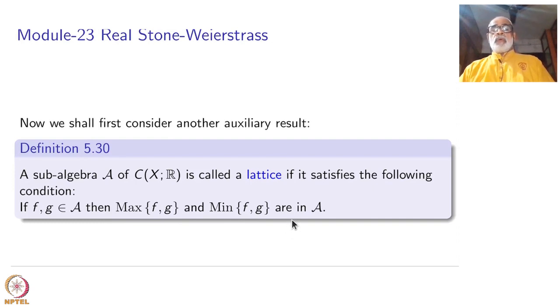In particular, what happens if instead of just two elements, you take finitely many of them? Then also maximum and minimum are defined and they will be also there by induction. You take f1, f2, first you take the maximum. The maximum of f1, f2, f3 will be the same thing as the maximum of the maximum of f1, f2 with f3, and so on. So you can apply that. So for finitely many elements of A, the maximum and minimum will be also inside A. So that is the meaning of a lattice.